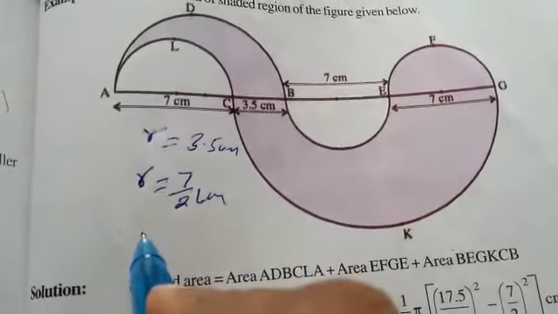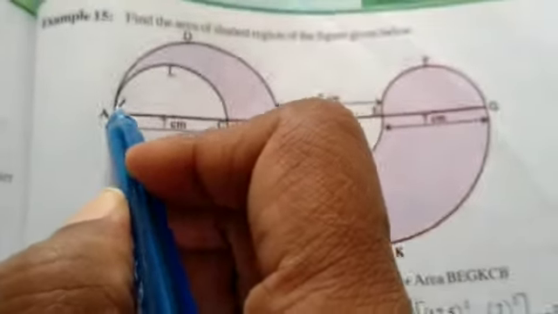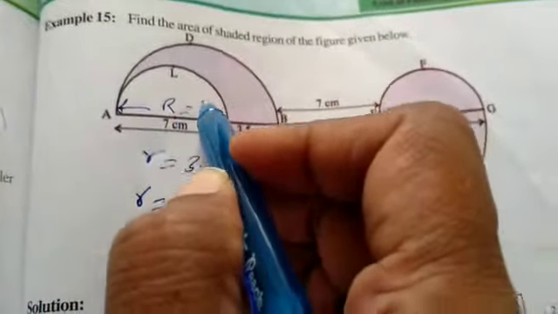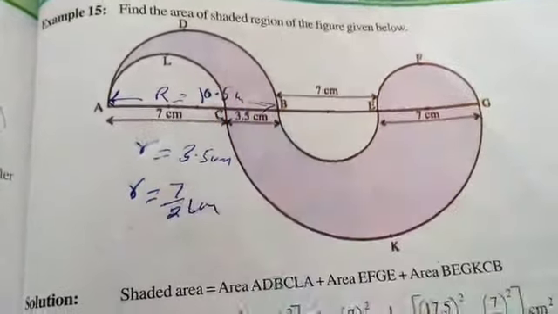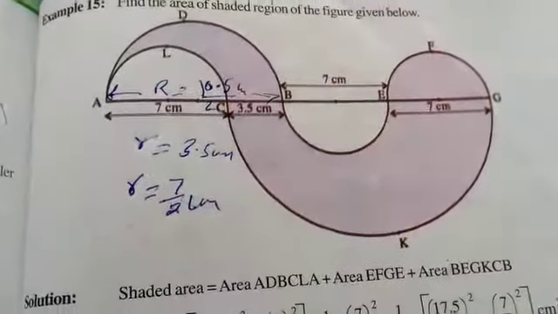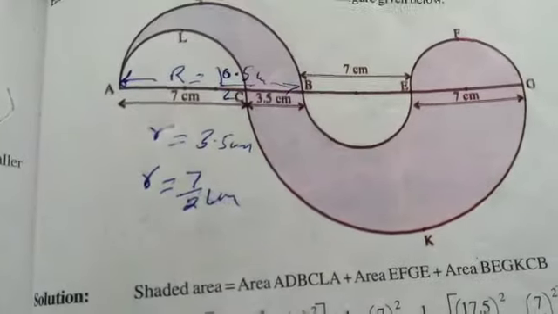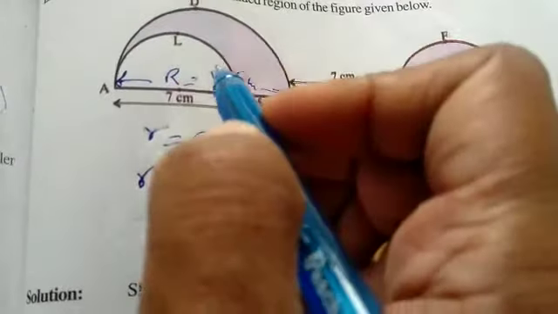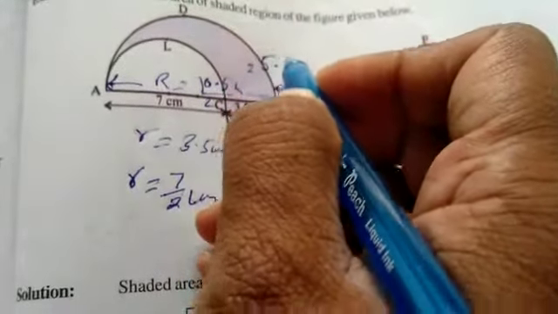And what about capital R? This whole thing is capital R, is it not? Capital R is equal to 10.5 centimeters by 2. 10.5 centimeter by 2. That means it is 5.25. So that is equal to 5.25.